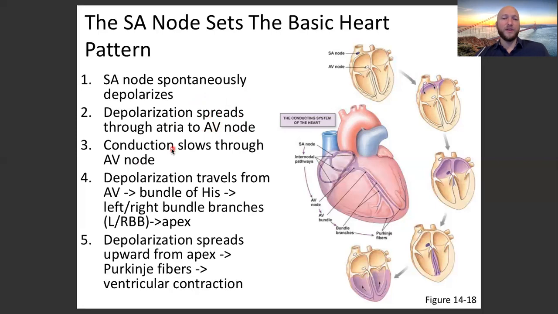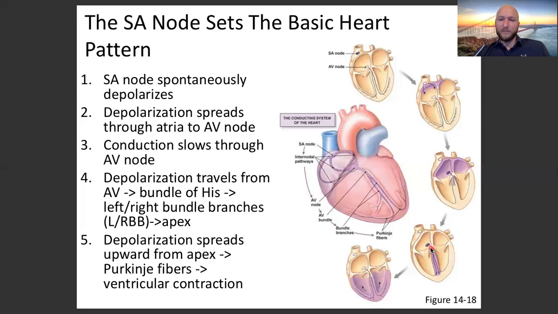At the AV node, the conduction is slowed, and it travels through something called the bundle of His, and then the left and right bundle branches to the apex of the heart. Remember, the apex of the heart is at the bottom left, in relation to my heart. So this point down here is the apex. From the apex, it goes into something called the Purkinje fibers. That's a vocab word. I do want you to know the Purkinje fibers.